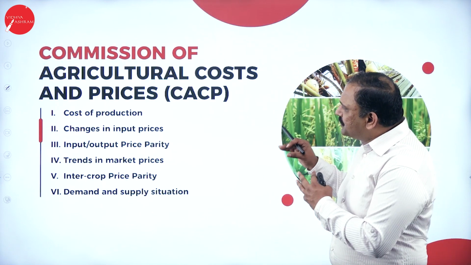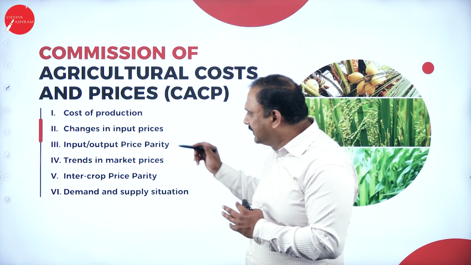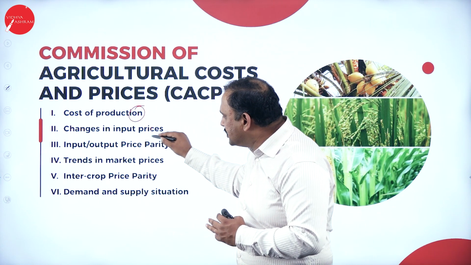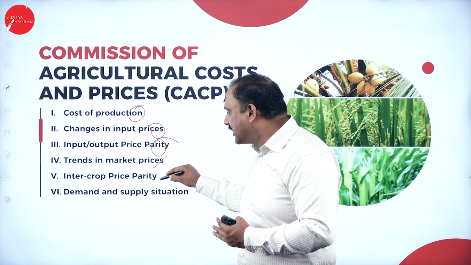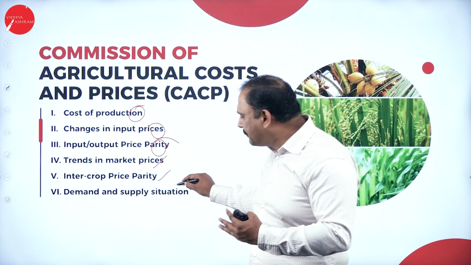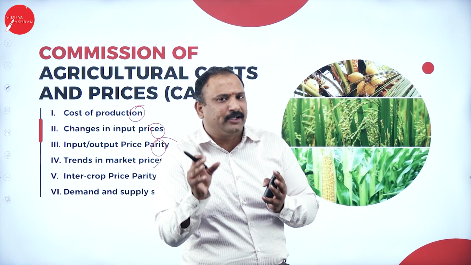Followed by the Commission for Agricultural Costs and Prices. What we typically look at as a committee is the cost of production, the change in input prices, input-output price parity, trends in market, intercrop parity, demand and supply. So probably as we look through the economics of agriculture, it's quite complicated.